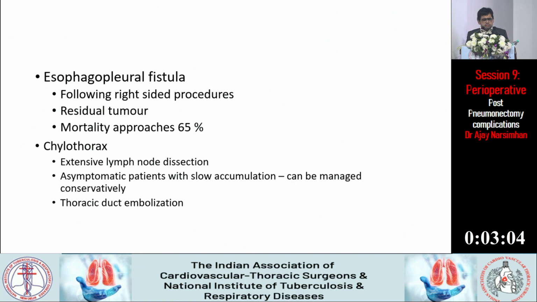And other uncommon things, esophagopleural fistulas following right-sided procedures. Residual tumor, if it is there, then I think it's best to leave it alone. And the mortality approaches almost 65%. And chylothorax, following extensive lymph node dissection, either for the esophagus or for the lungs, you can injure the lymph duct. Asymptomatic patients with very slow accumulation of chyle should be managed conservatively by medium chain triglycerides and dietary modifications. But if possible, thoracic duct embolization can be done, better than going in again and meddling in the post-pneumonectomy space.